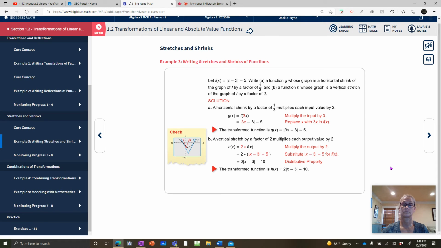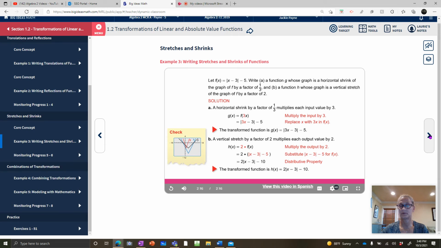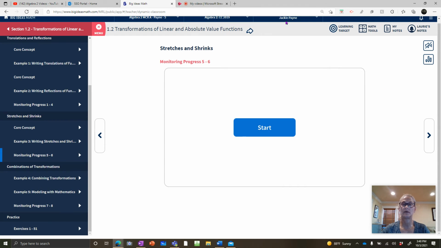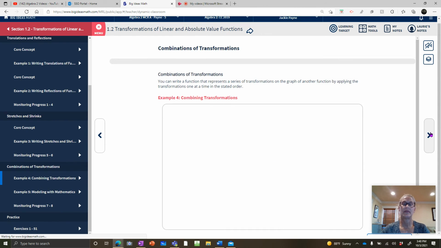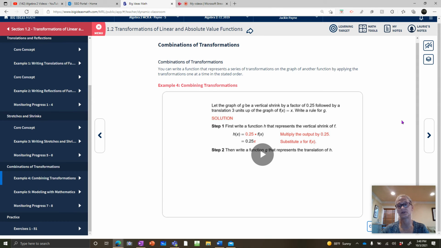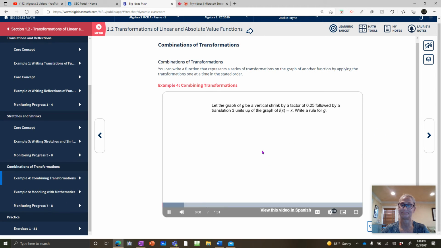To check your work, use a graphing calculator to graph the parent function f of x and its two transformations, functions g of x and h of x. You can see that the graph of g shows a horizontal shrink and the graph of h shows a vertical stretch. Again, always check with Desmos. Now we'll show some examples in class, and then the combinations. So you can take any two and combine them together. And then we're going to do a modeling problem.